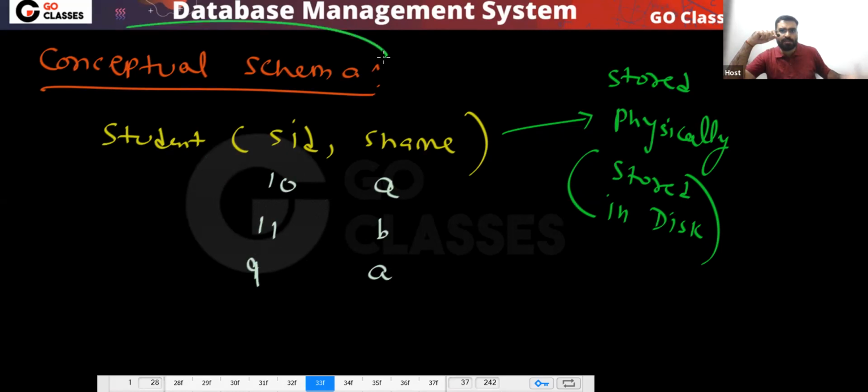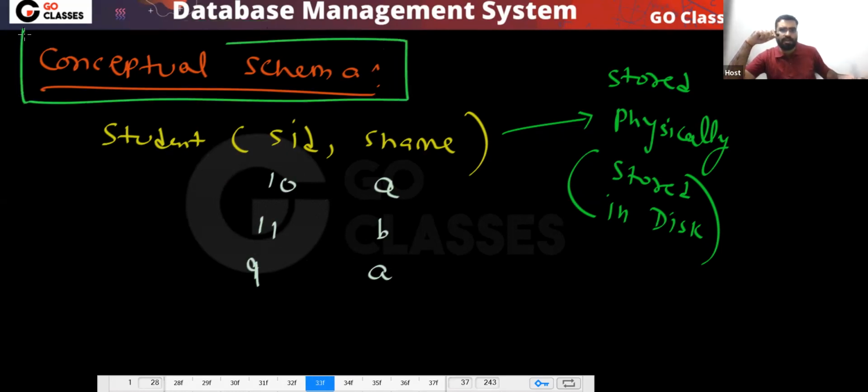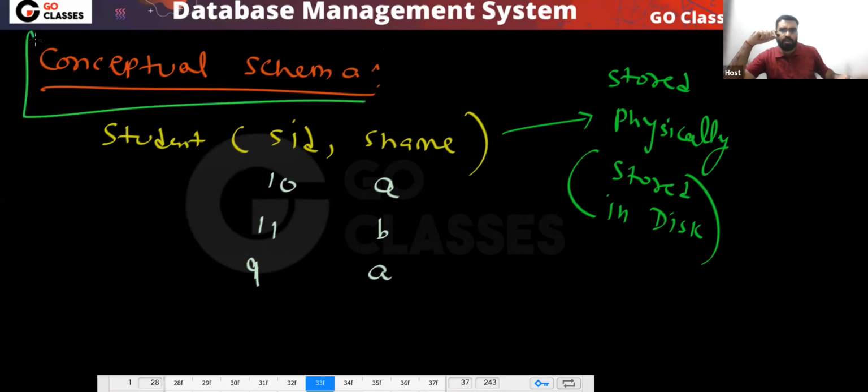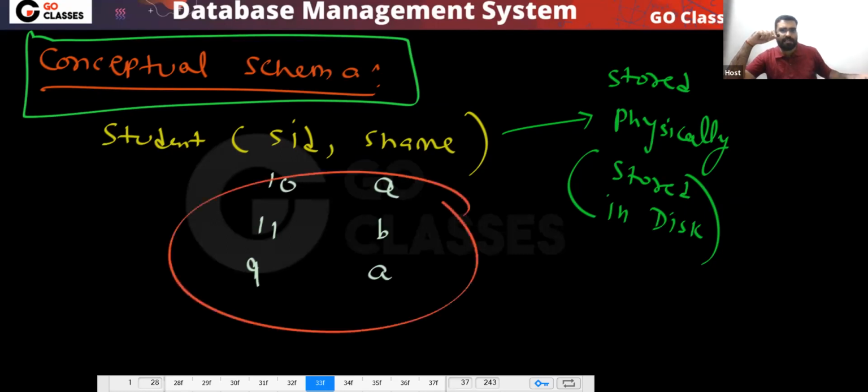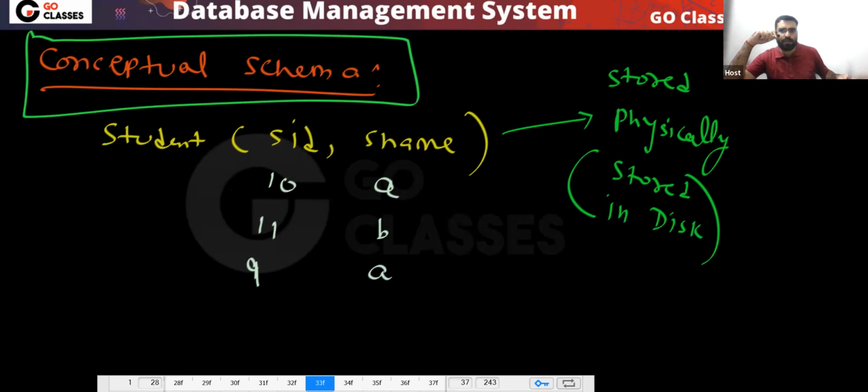From the conceptual schema point of view, can you tell me what the first record is? There is no first record. Yes or no? This is a set. From the conceptual schema point of view, this is a set.